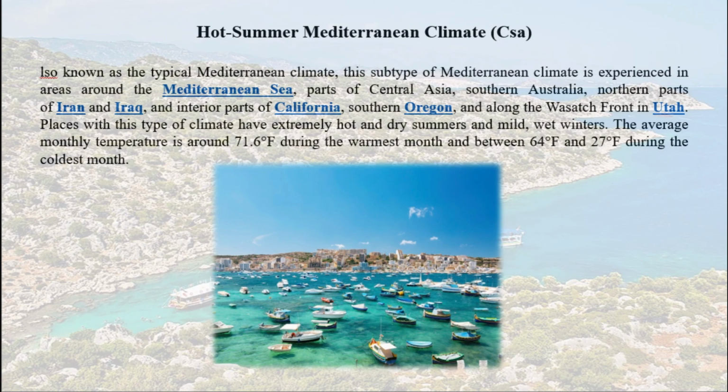Hot summer Mediterranean climate, CSA. Also known as the typical Mediterranean climate, this subtype of Mediterranean climate is experienced in areas around the Mediterranean Sea, parts of Central Asia, southern Australia, northern parts of Iran and Iraq, and interior parts of California, southern Oregon, and along the Wasatch Front in Utah. Places with this type of climate have extremely hot and dry summers and mild, wet winters. The average monthly temperature is around 71.6 degrees Fahrenheit during the warmest month and between 64 degrees Fahrenheit and 27 degrees Fahrenheit during the coldest month.